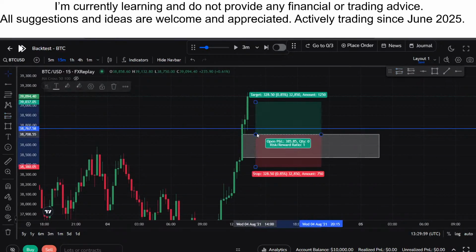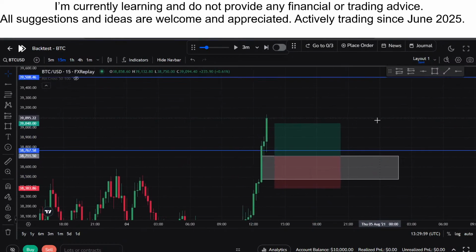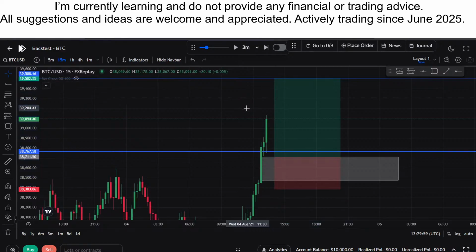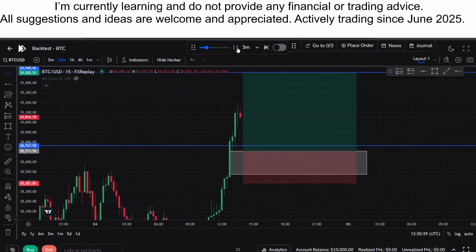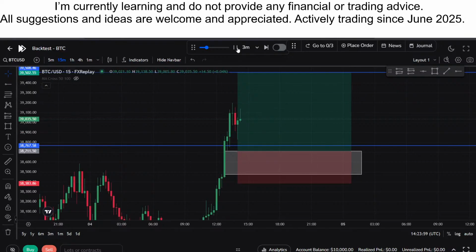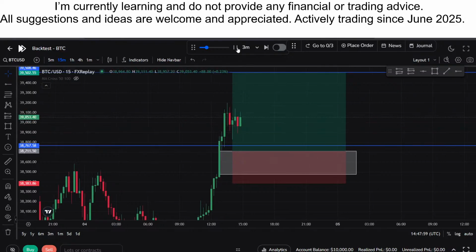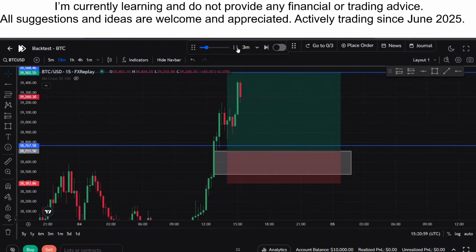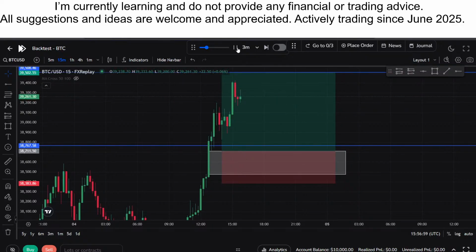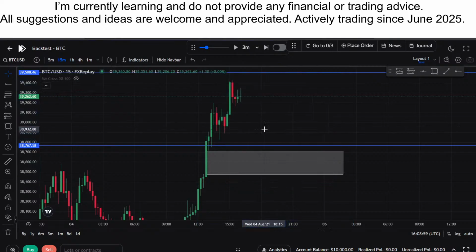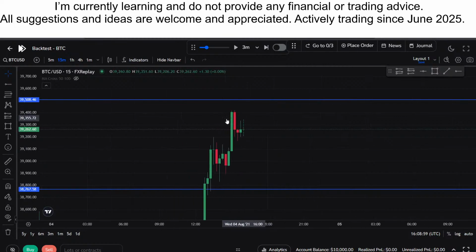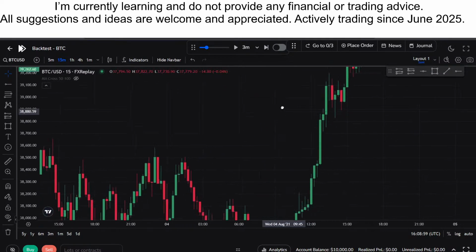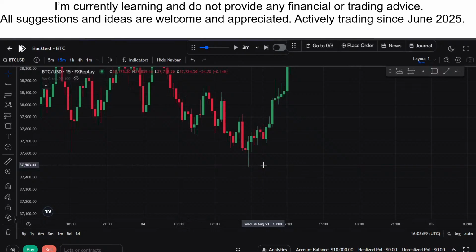Another long trade. Put the long trade here. Stop loss here. Take profit here. Okay, now let the trade run. Okay, come back, no, no, it didn't come back. So missed another trade. Now delete this, no need of this also, delete this.